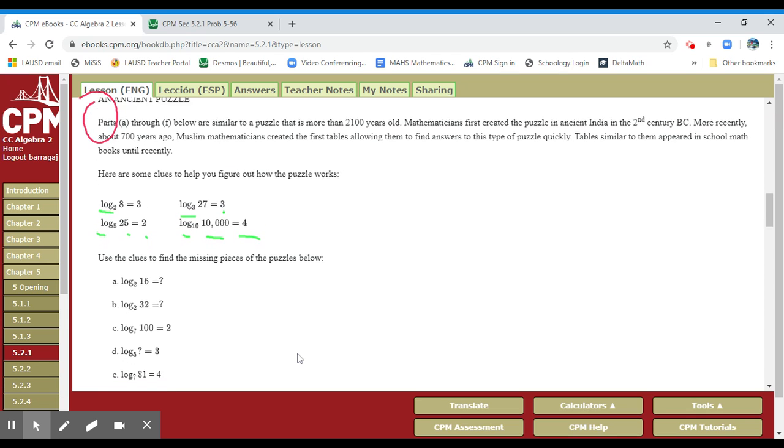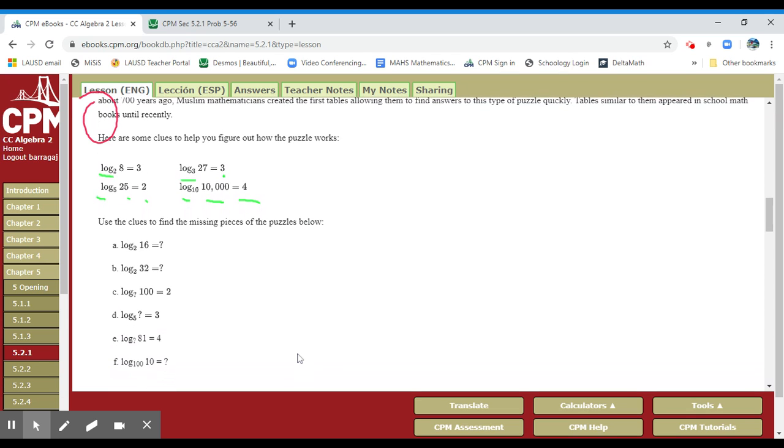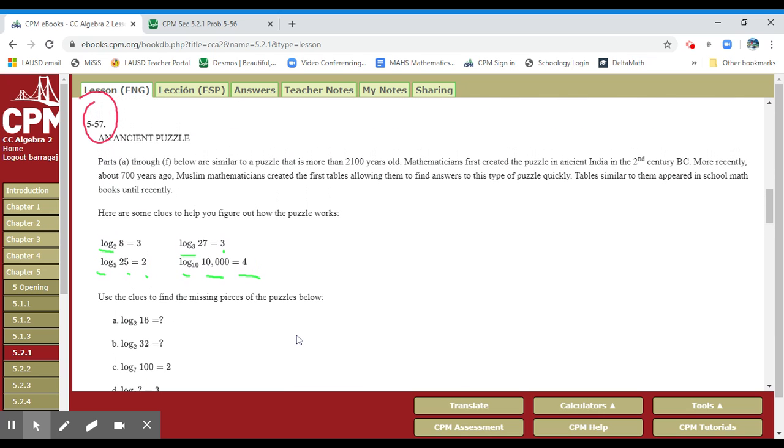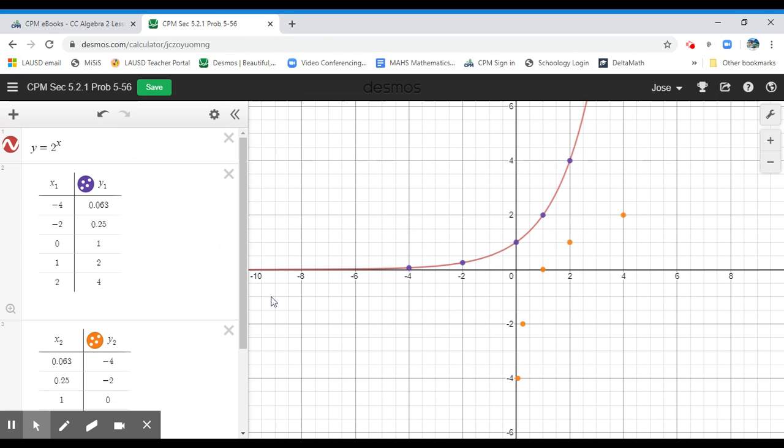Now, let me scroll up a little bit. Here we go. These clues are supposed to help you figure out A through F. So this could be a little bit of a challenge. What must be happening? Well, I'm going to go back to the problem that we did in the last lesson. Remember, we were doing the exponential function. Those of you who haven't done that problem, I really recommend you do the first problem before we start this one.